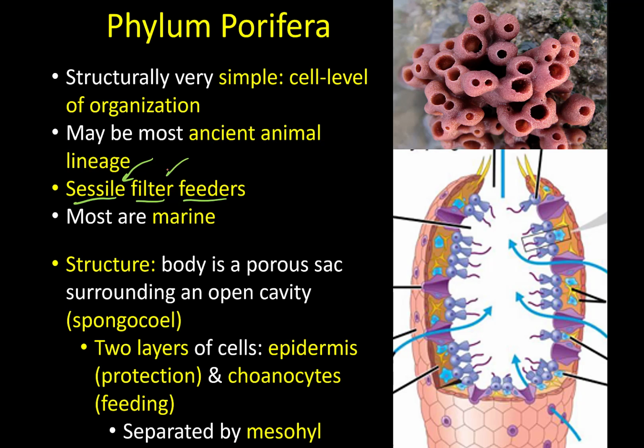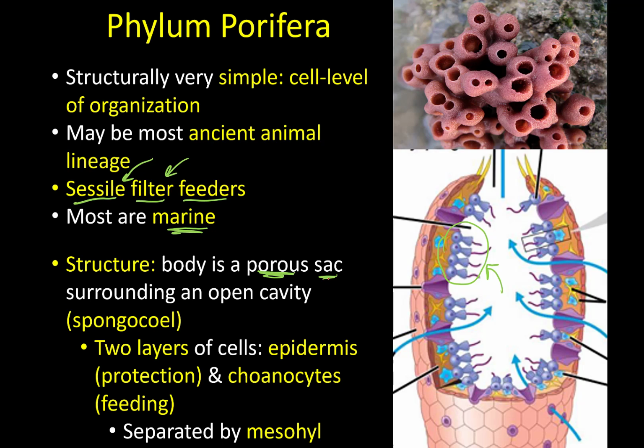They then filter food out of the water by running that water through the pores of their bodies and allowing their choanocytes to pick food particles out of that water stream using their flagella. Keep in mind, too, that most poriferans are marine, because the oceans are where animal life first evolved. Their structure is pretty simple.